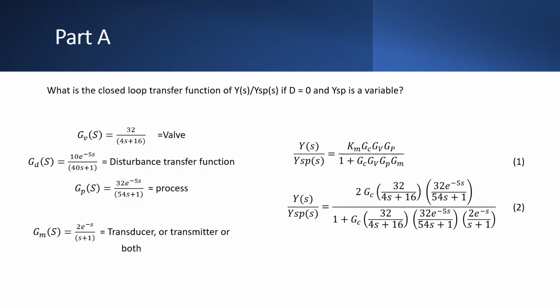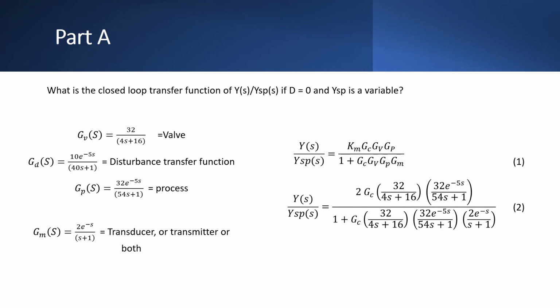Then we plug in our given variables to the equation. As we see, Gf(s) equals 3 over 4s plus 16, which is considered a valve. Gd(s) is 10e to the power of negative 5s over 4s plus 1, which is a disturbance transfer function. Gp(s) equals 32e to the power of negative 5s divided by 54s plus 1, which is our process.